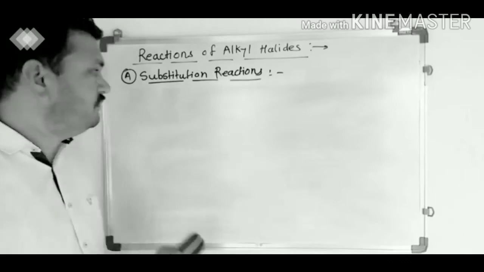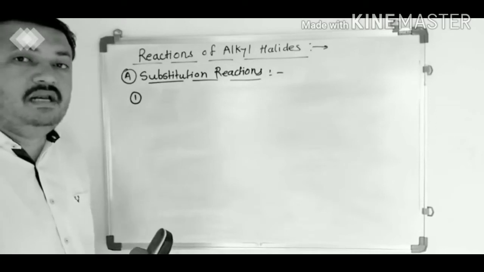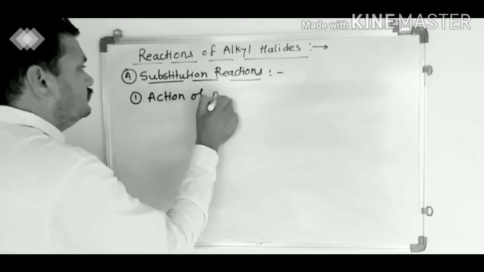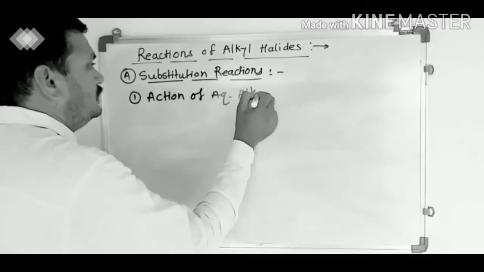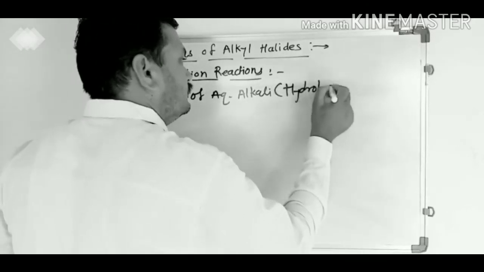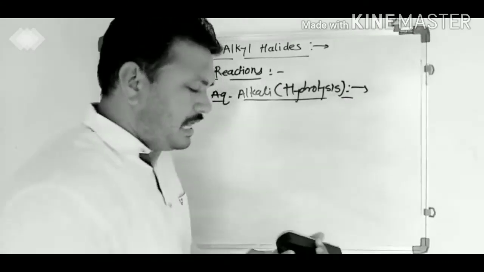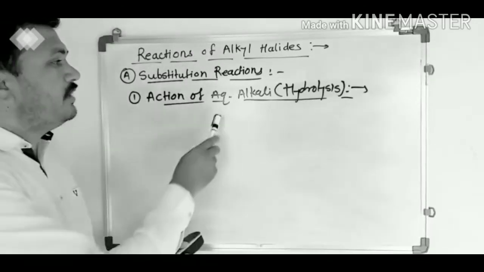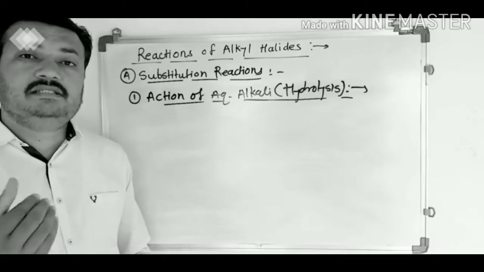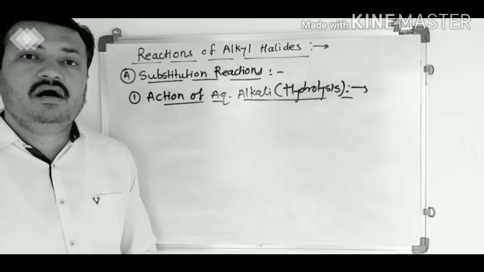Now we will start with the first reagent. When alkyl halide is treated with aqueous alkali, that means the action of aqueous alkali, it is hydrolysis. When alkyl halide is refluxed with aqueous alkali, that means KOH or NaOH, or in presence of moist silver oxide, it gets converted into an alcohol.